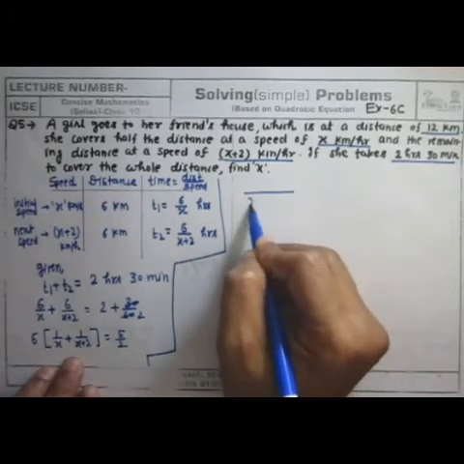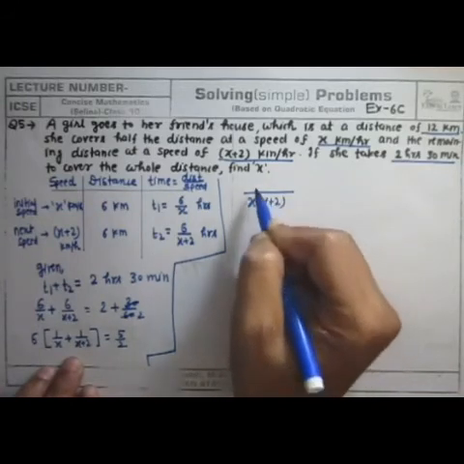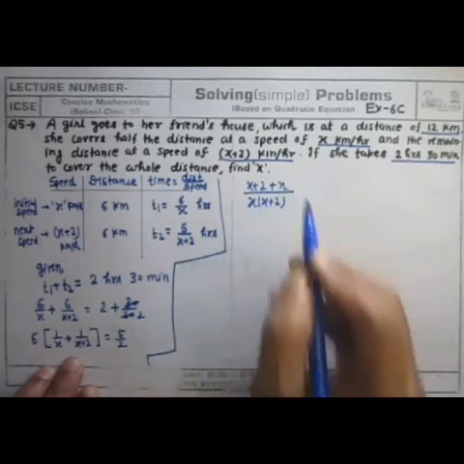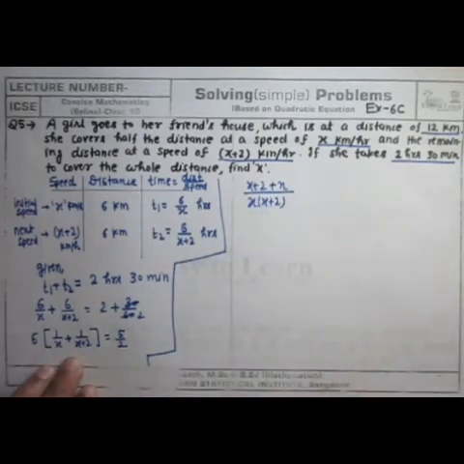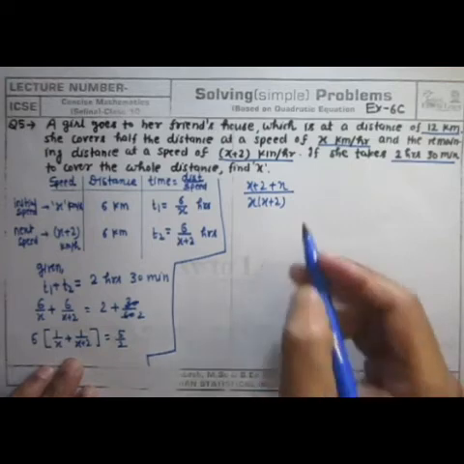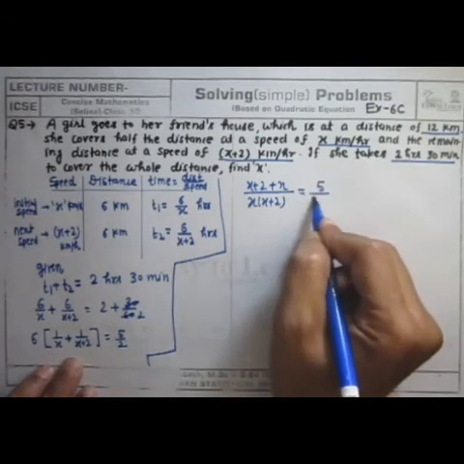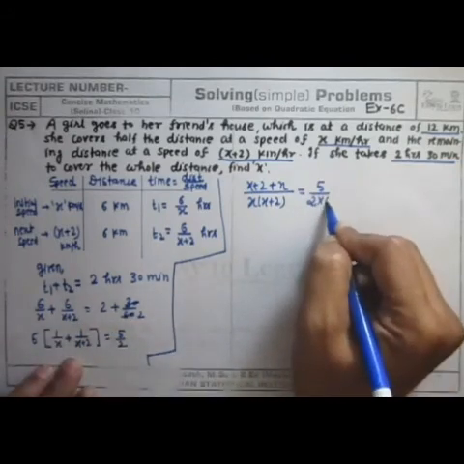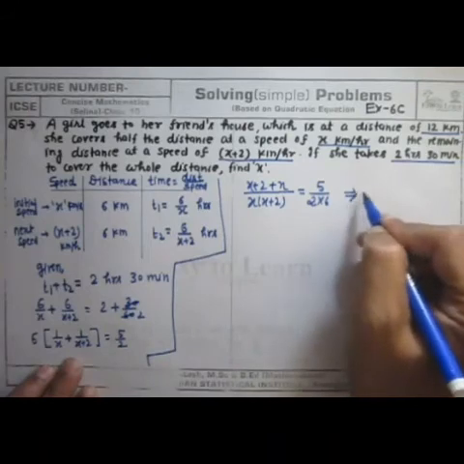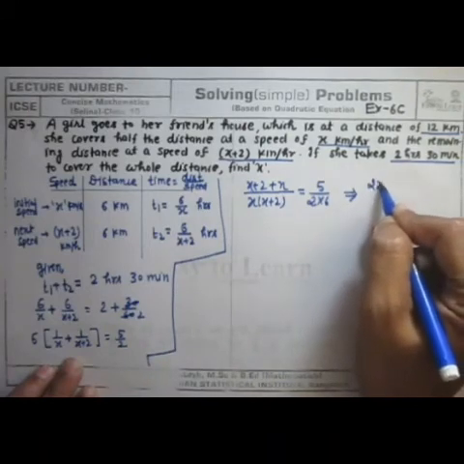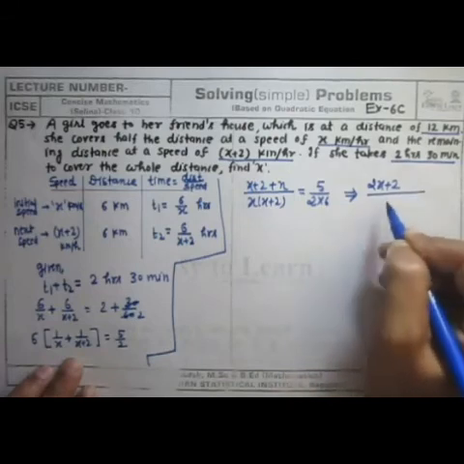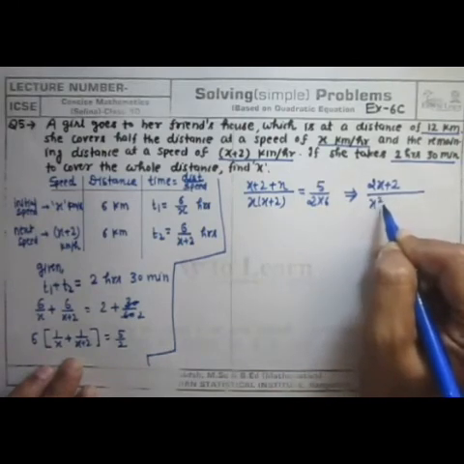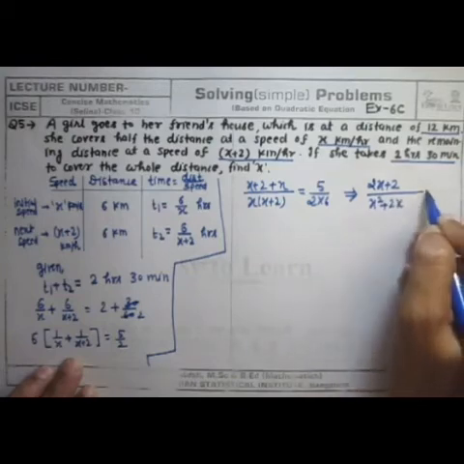LCM will be x into x plus 2, so it is x plus 2 plus x, is equal to 5 by 2. Now shift this 6 this side. So after solving we will get 2x plus 2 by x square plus 2x is equal to 5 by 12.